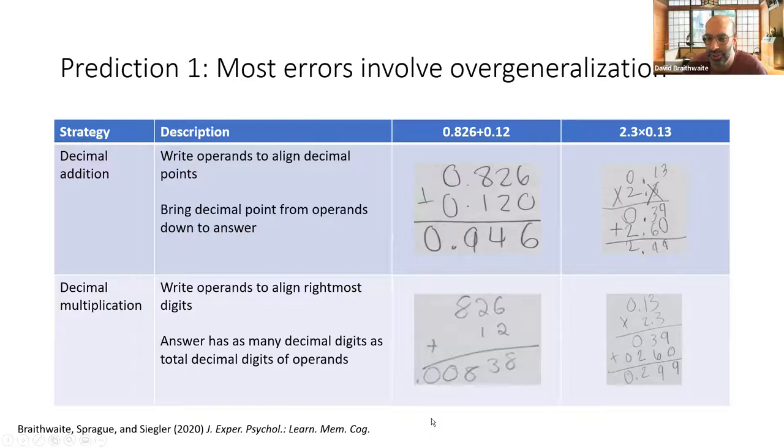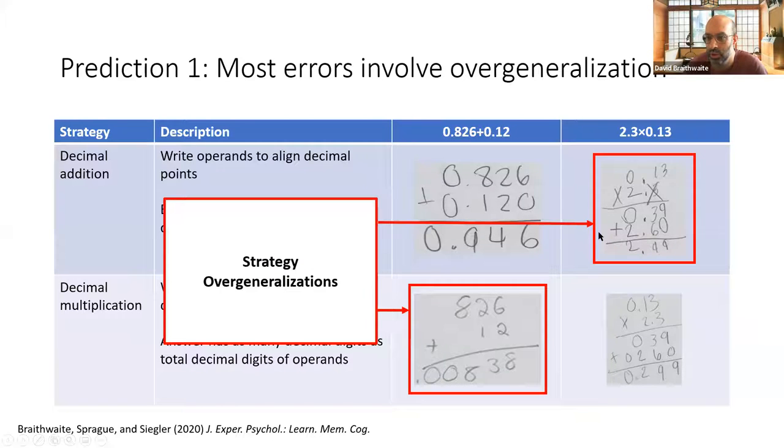So here the student has incorrectly aligned the digits at the rightmost digit rather than aligning digits with the same place value. That's led them to add the wrong digits so that they're getting 838 instead of 946. And they also have placed the decimal point in the manner one would expect for a multiplication problem, because the operands in this case have three decimal digits and two decimal digits. The total is five. And so they have placed the decimal point to give the answer also five decimal digits, as you would do for multiplication.